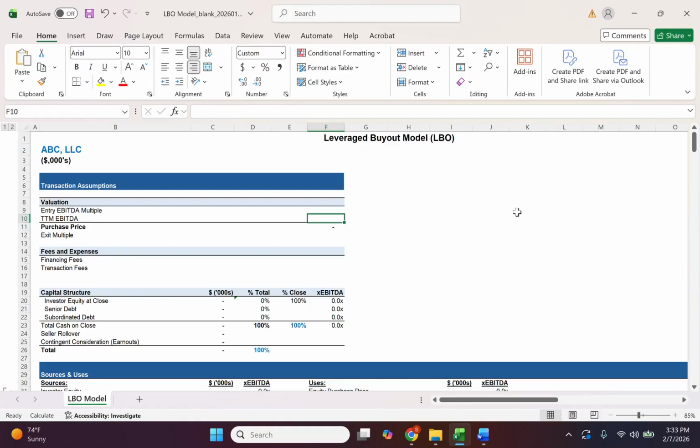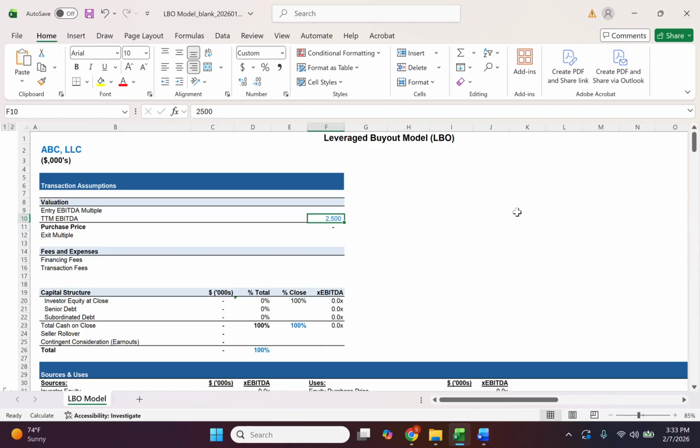Let's start with the valuation. So I'm going to begin by entering the trailing 12 months EBITDA, which in this example is $2.5 million, and derived from the financial data provided by the banker via the SIM. So I'm typing in 2.5 million.